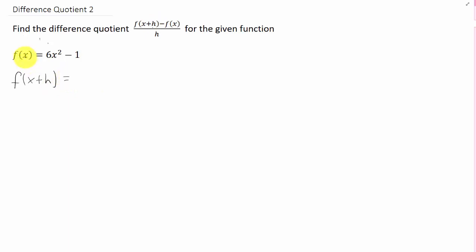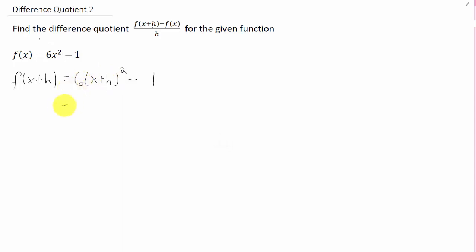Anytime we're plugging anything in for x into this function, we just plug that number or that value or whatever it is in for x right here. So if we want f of x plus h, we are just going to copy this thing down, and in place of the x, we're going to put what's in parentheses here, an x plus h in this case.